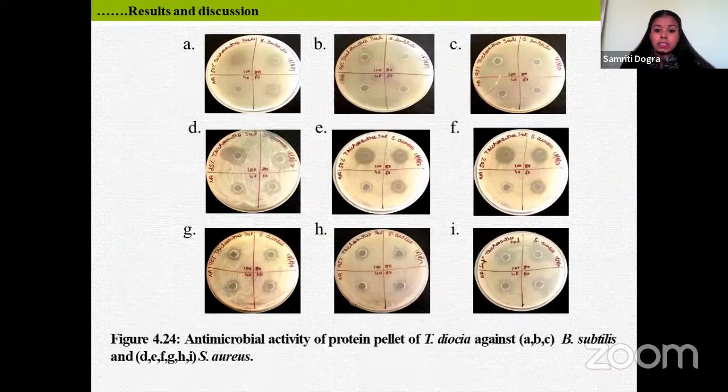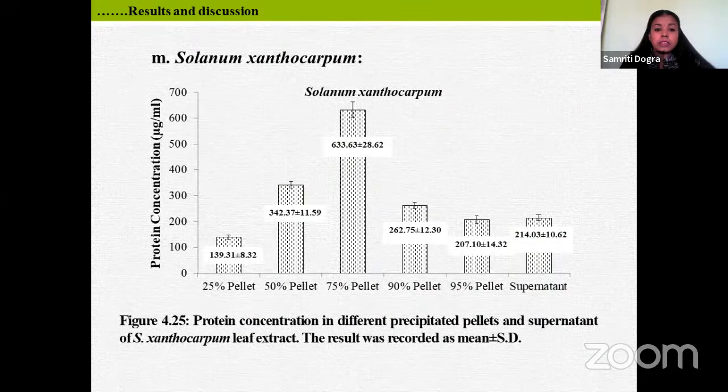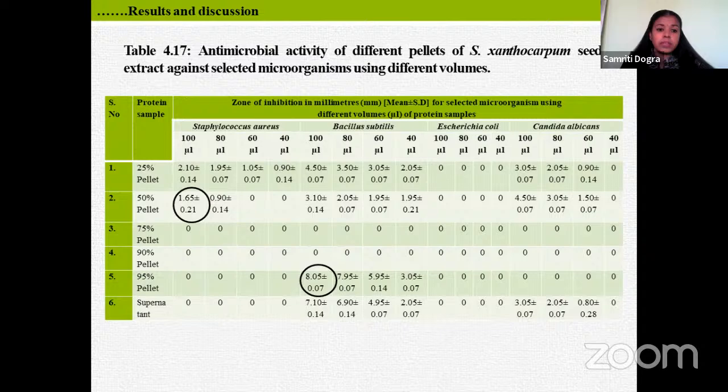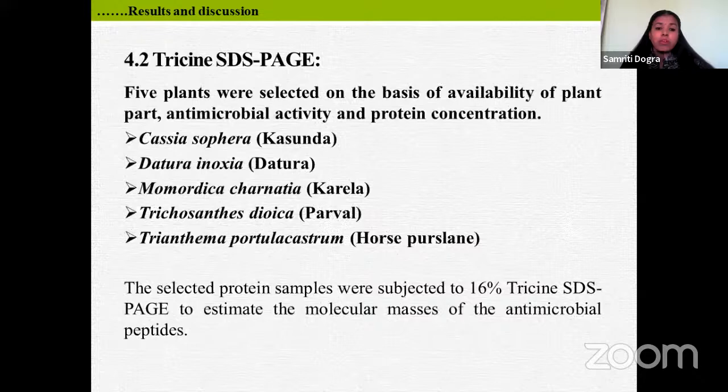Then, Solanum xanthocarpum, showing maximum protein concentration in 75%, and the zone of inhibition was recorded against Bacillus, Candida, and in Staphylococcus aureus also. So these are the zones. So after that, I selected five plants.